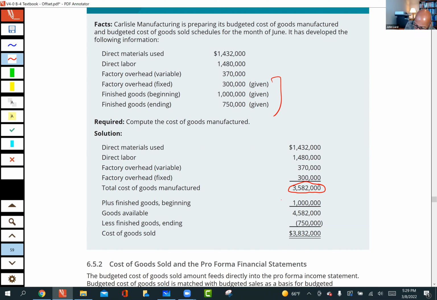Then they add the beginning finished goods inventory, goods available, minus the ending, giving the cost of goods sold. And again, you could use the base approach as well by starting with beginning inventory, adding the cost of goods manufactured, subtracting the cost of goods sold, and coming up with the ending, and then you would have to squeeze up for whatever the cost of goods sold was. Question?